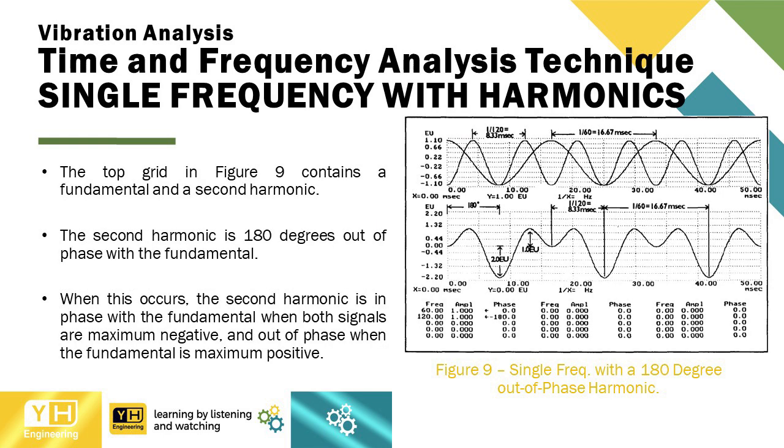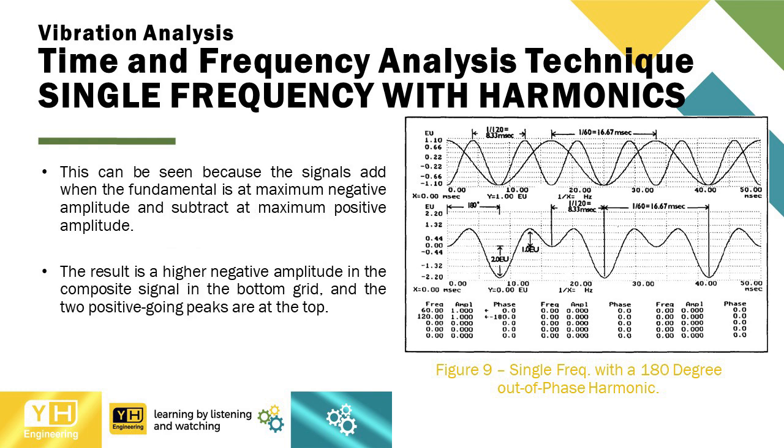The top grid in Figure 9 contains a fundamental and a second harmonic. The second harmonic is 180 degrees out of phase with the fundamental. When this occurs, the second harmonic is in phase with the fundamental when both signals are maximum negative, and out of phase when the fundamental is maximum positive. This can be seen because the signals add when the fundamental is at maximum negative amplitude and subtract at maximum positive amplitude. The result is a higher negative amplitude in the composite signal in the bottom grid, and the two positive going peaks are at the top.